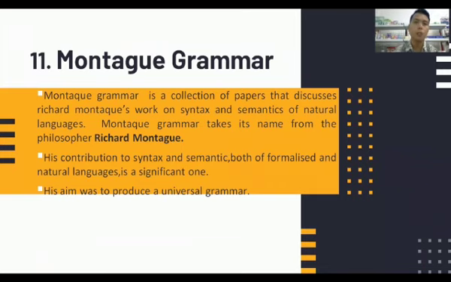Okay, the next topic is about Montague grammar. What is Montague grammar? Montague Grammar is a collection of papers that discuss Richard Montague's work on syntax and semantics of natural languages. Montague Grammar takes its name from the philosopher Richard Montague. So we can conclude that it is a collection of papers that discuss the work of philosopher Richard Montague. His contribution to syntax and semantics, of both formalized and natural languages, is significant, and his aim was to produce a universal grammar.